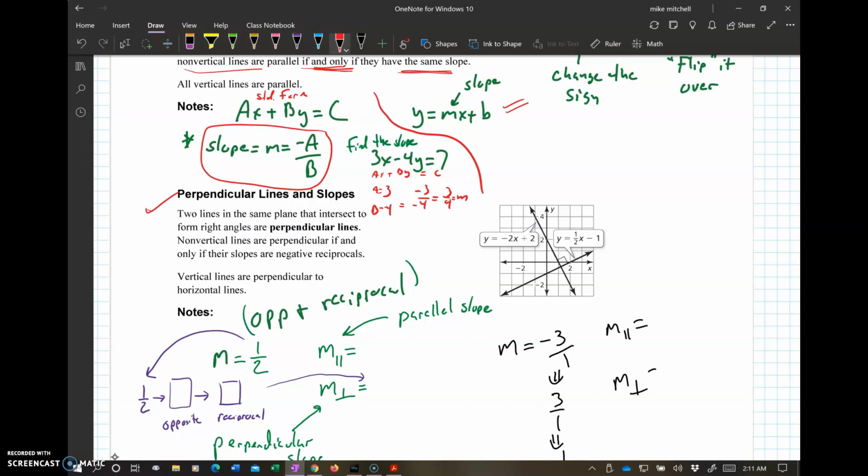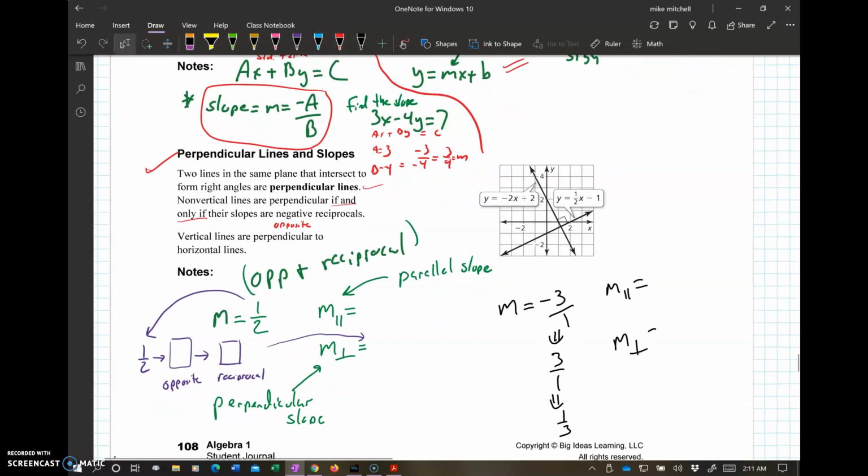Perpendicular lines and slope. Two lines in the same plane that intersect to form right angles are perpendicular lines. Non-vertical lines are perpendicular if and only if, that's that biconditional thing, it works both ways, their slopes are negative reciprocals. Again, I prefer opposite reciprocals. And we'll do that. They have the examples here.